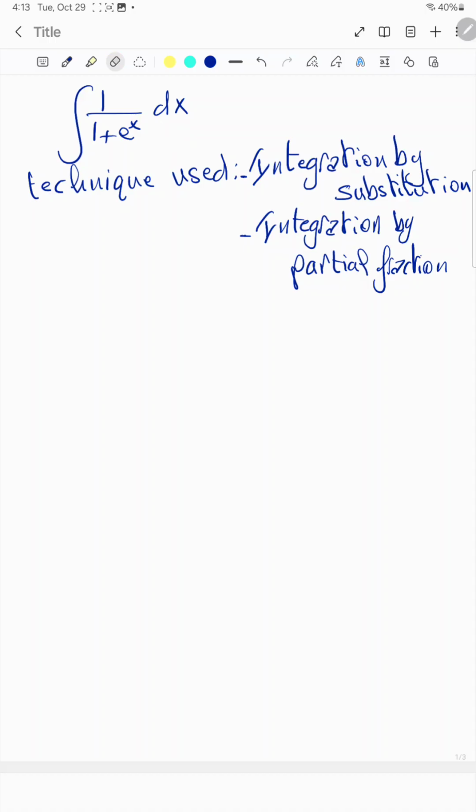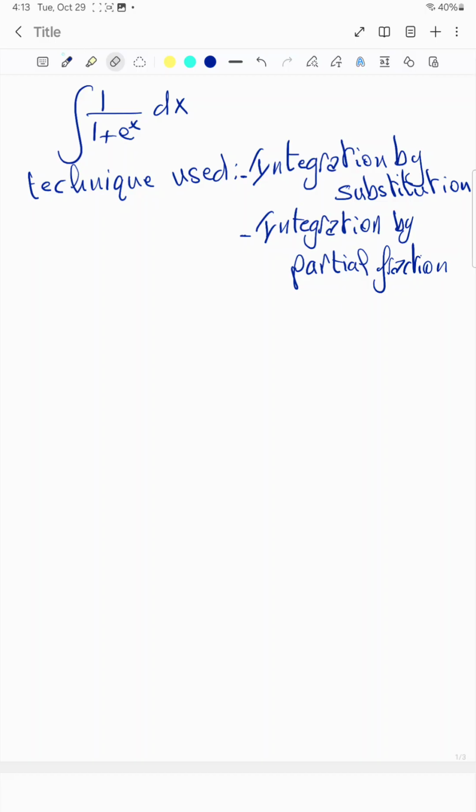In this video, we'll try to solve the integral of 1 divided by 1 plus e to the power of x dx. And to solve it, I will be using two techniques, integration by substitution and integration by partial fractions.